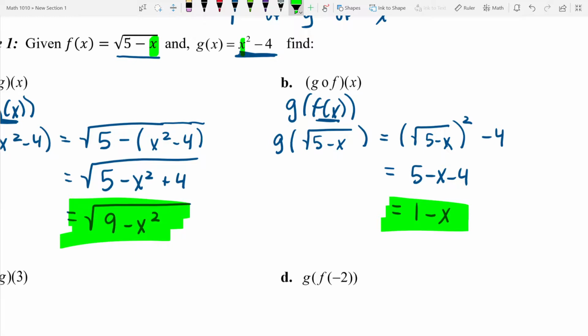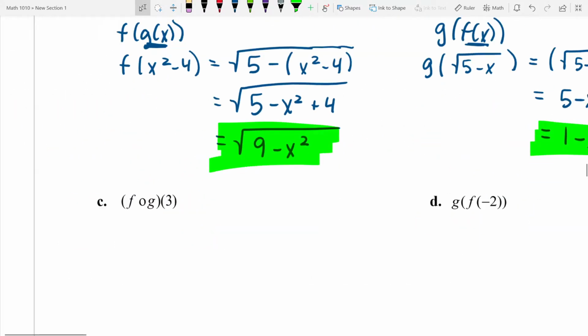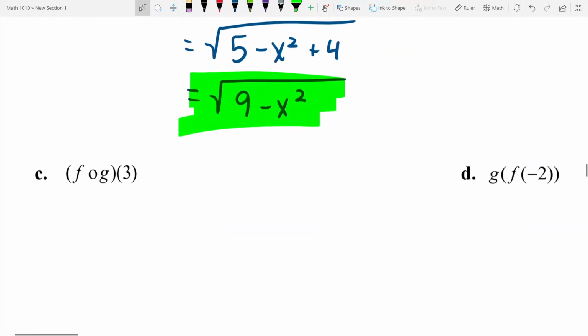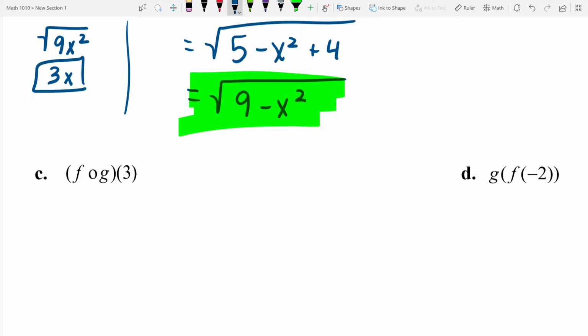Okay, now I want to go back to question A. Everybody look at this right here. You don't have to write any of this down if you don't want to. So she's looking at that thinking she can simplify. Compare that to this. The square root of 9x squared simplifies. The square root of 9 is a 3. The square root of x squared is an x. It simplifies. This does not simplify.